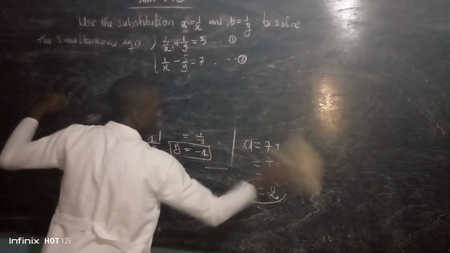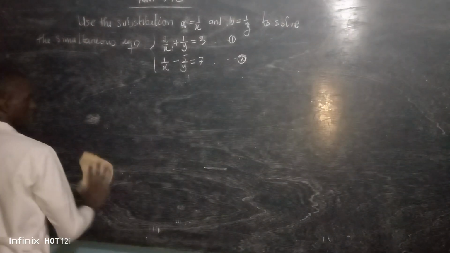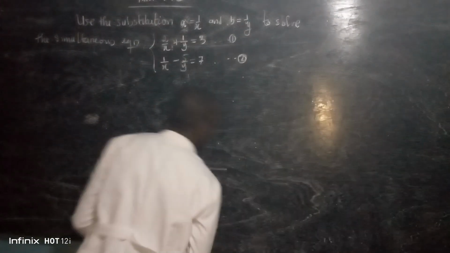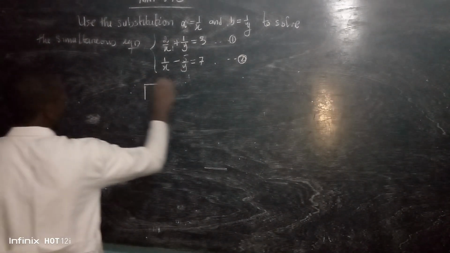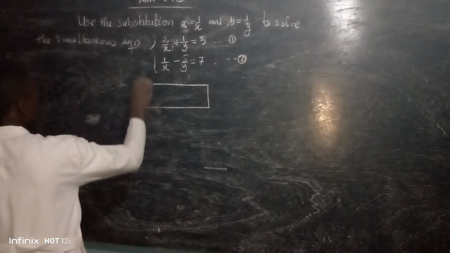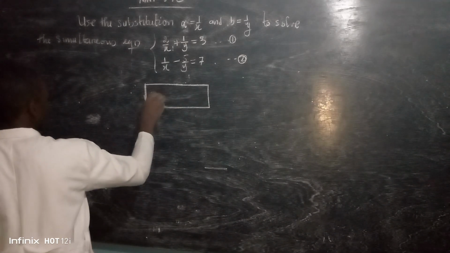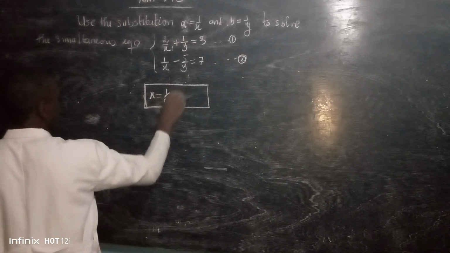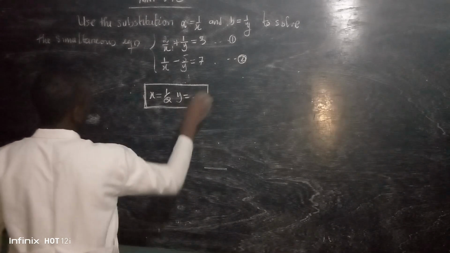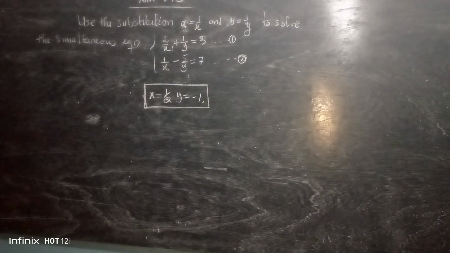At the end, when you have solved, you verify your answer. But I will not do that in the tutorial. I'll leave that as an assignment to you guys. You check it out. X is half and y is negative 1. Basically, that is what it is.